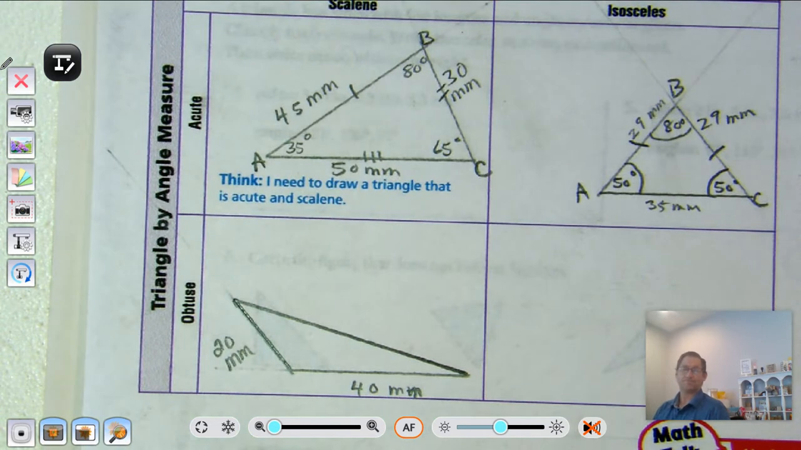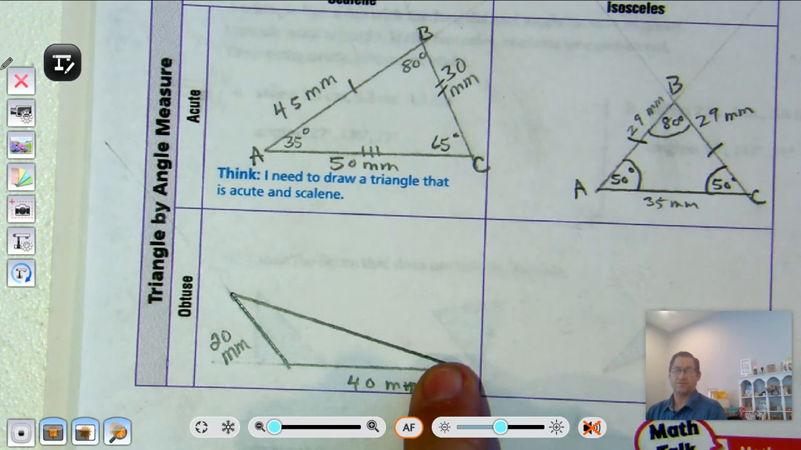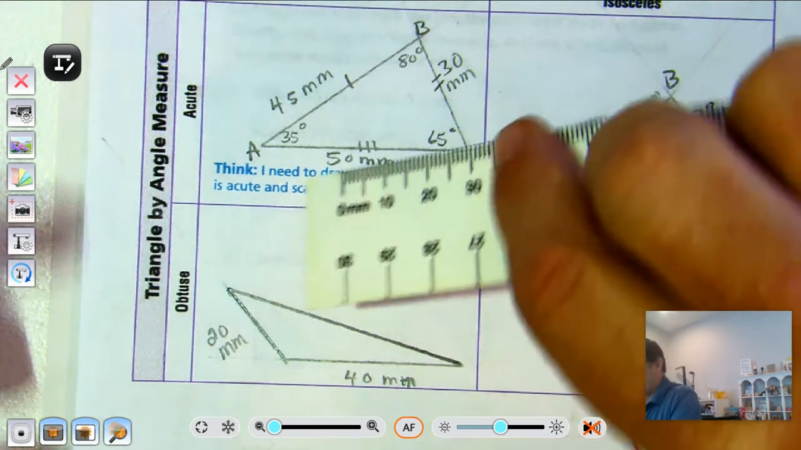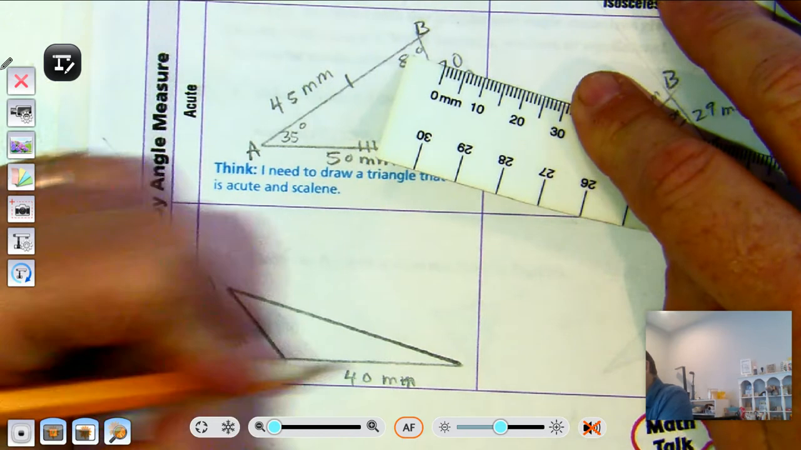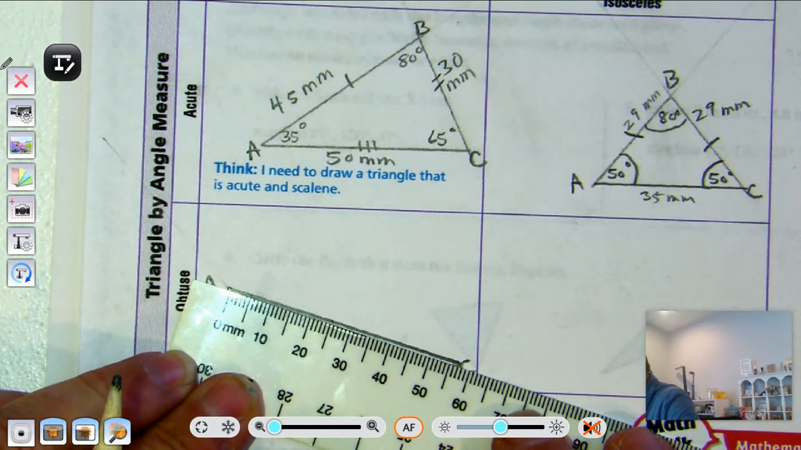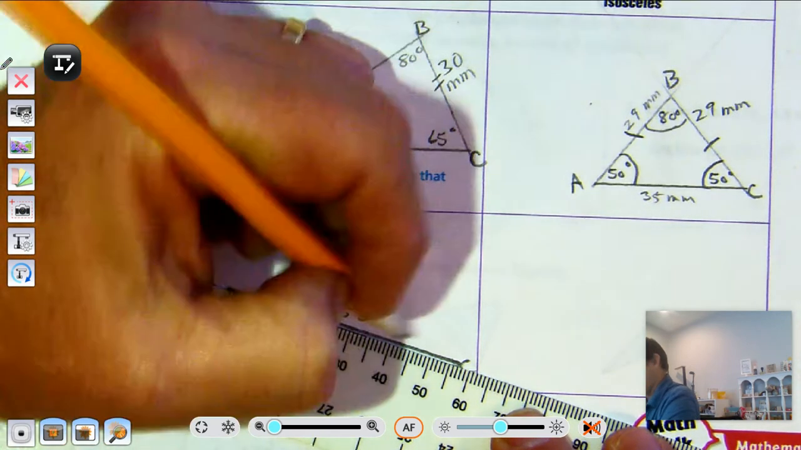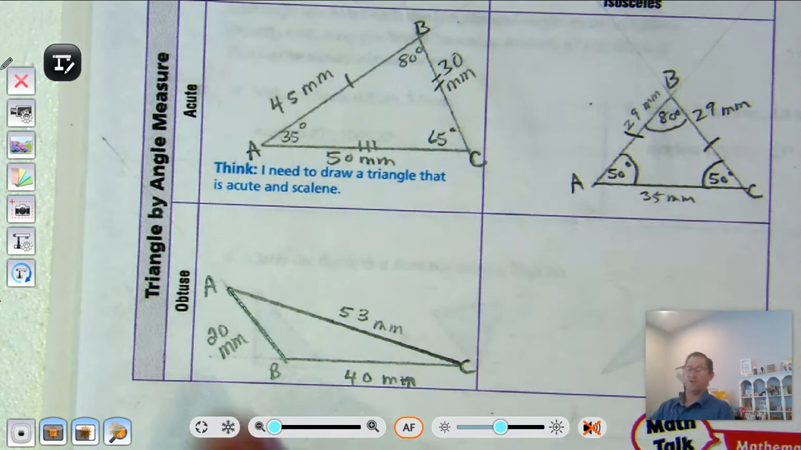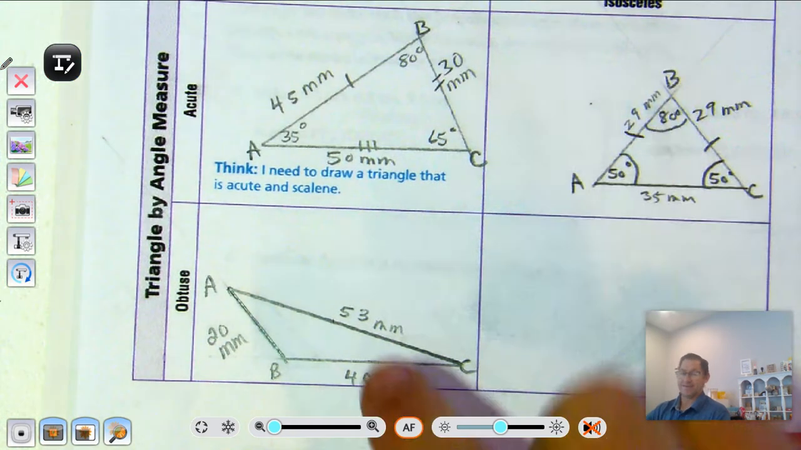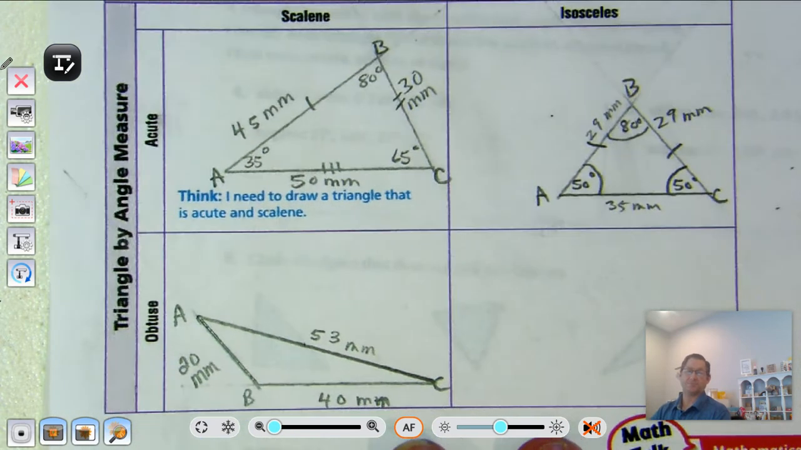Okay. So here's our obtuse angle. Two of the sides are not equivalent right now. And the length of the third side, line AC, is about 53 millimeters. So we notice that none of the sides are equivalent. So we've drawn a scalene obtuse triangle, scalene obtuse.